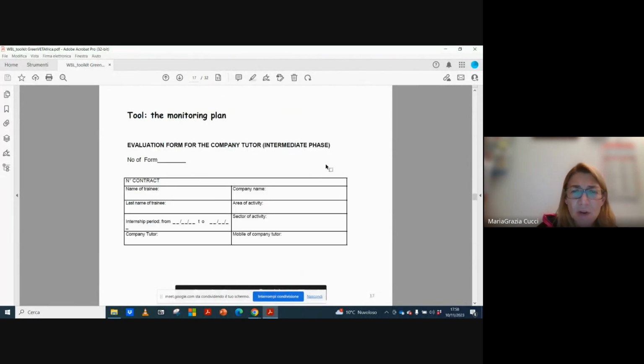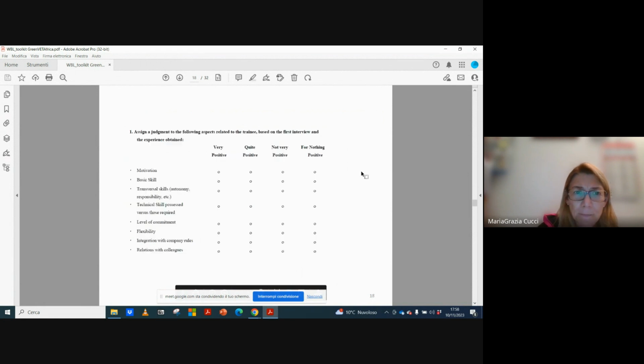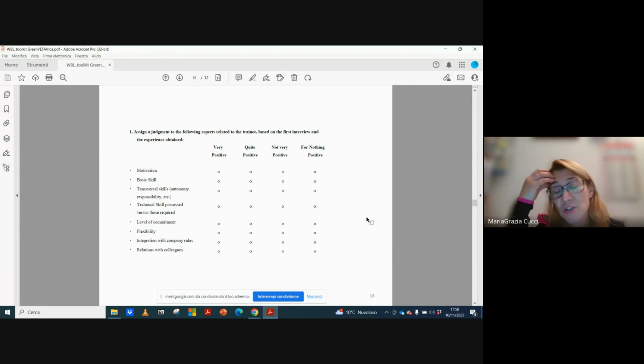Then you find the evaluation form. Assign a judgment of the following aspects related to the trainee based on the first interview and orientation or experience observed. Of course, it is a simulation. It is not something that is real. But starting from that, you can imagine, thinking of a specific student, a specific situation, what the result could be.